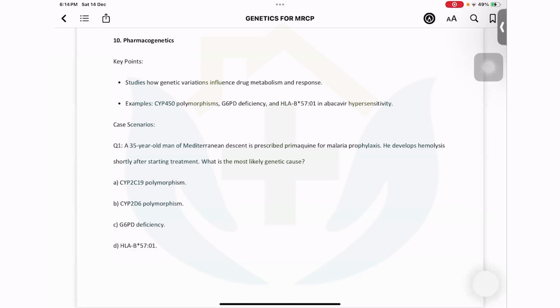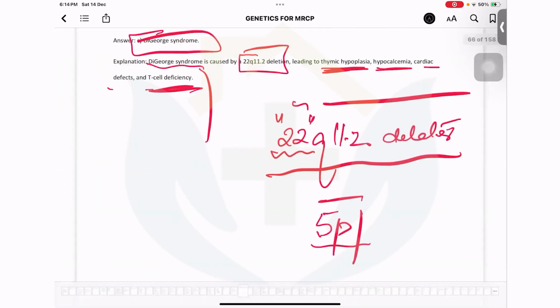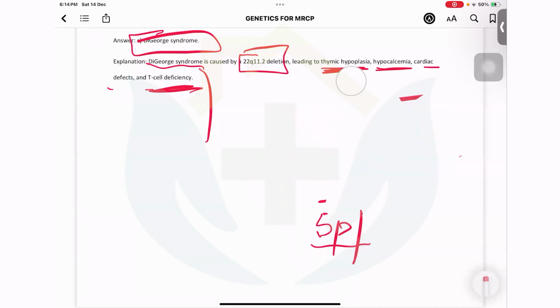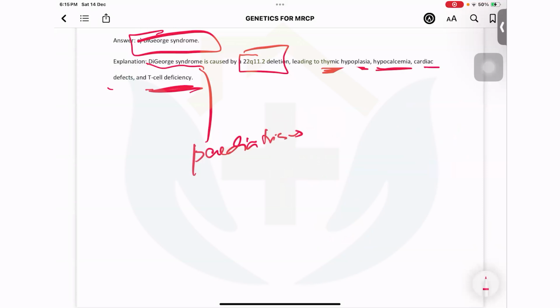Okay. So basically, DiGeorge syndrome we study in pediatrics usually, but for us in genetics, it is an important disorder because it is associated with a particular kind of genomic deletion, in which there is a deletion of the second base on the 11th segment of the long arm of chromosome 22. So DiGeorge syndrome is basically in the pediatrics domain. It is associated with T cell deficiency. So it is basically an immunodeficiency disorder.